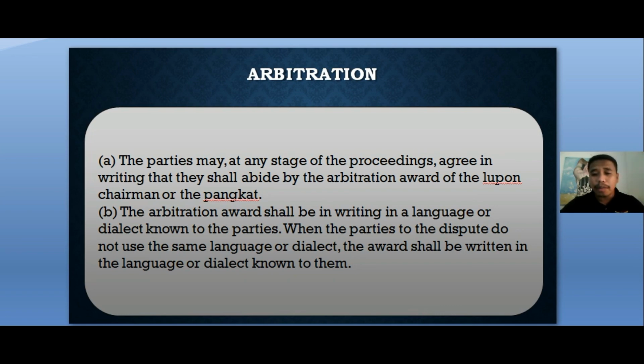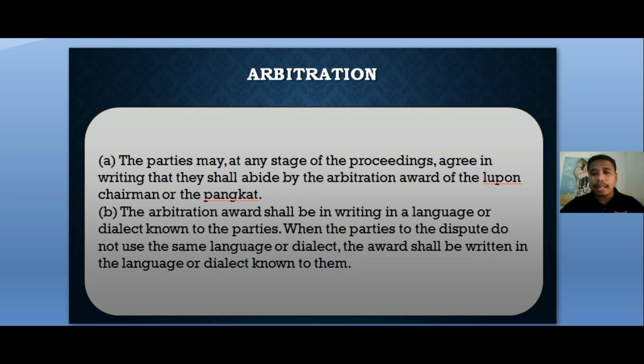The award shall be written in the language or dialect known to them. So if they reach an agreement, automatically the award or the agreement will be put into writing. Okay? So that's the job of the lupon or the pangkat tagapagkasundo in settling disputes involving personalities in the same barangay.